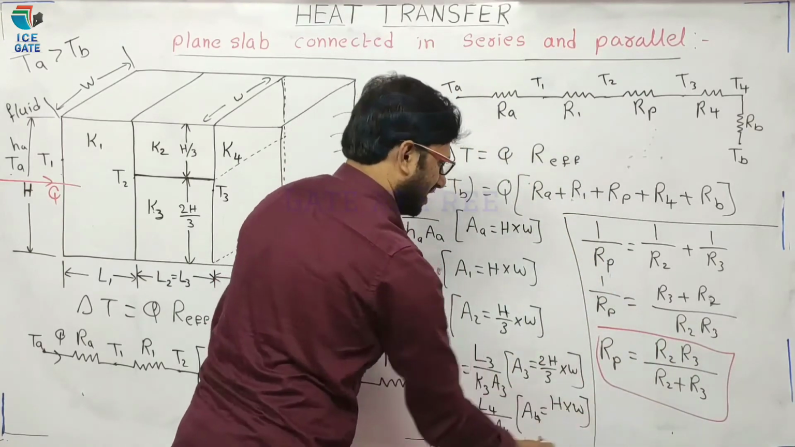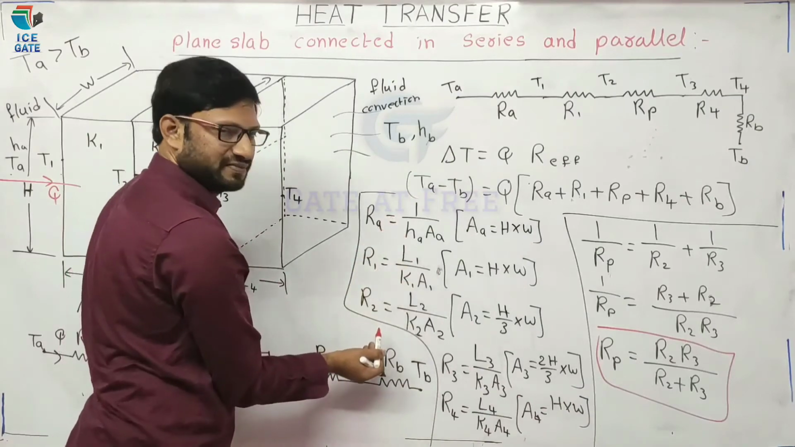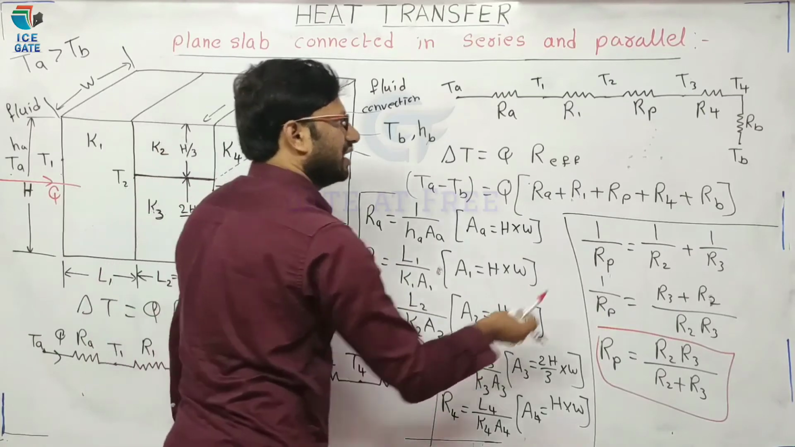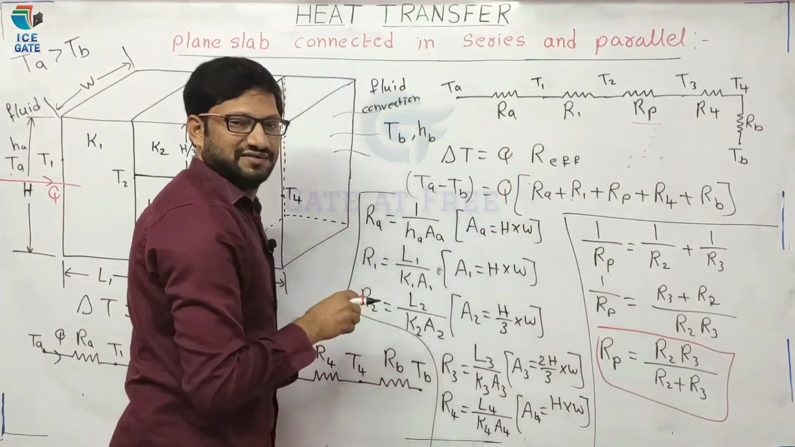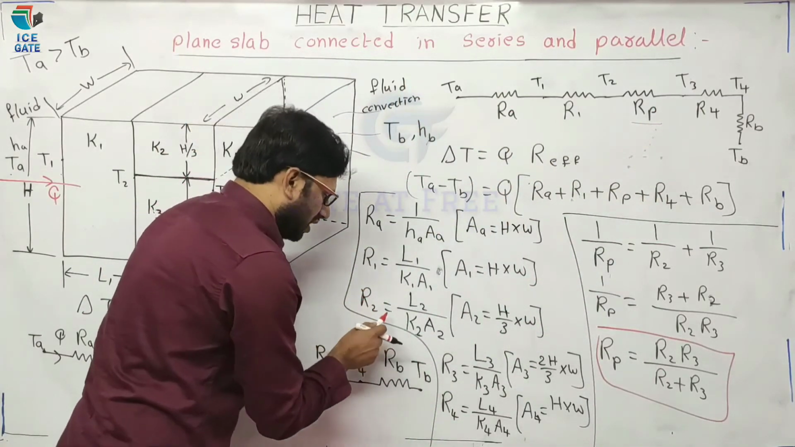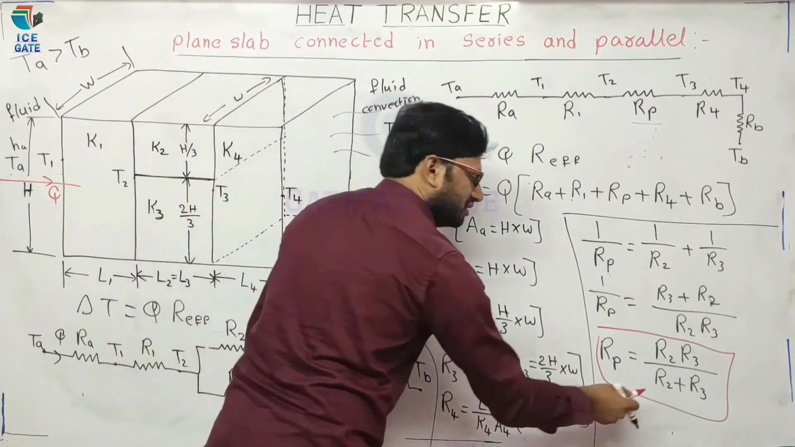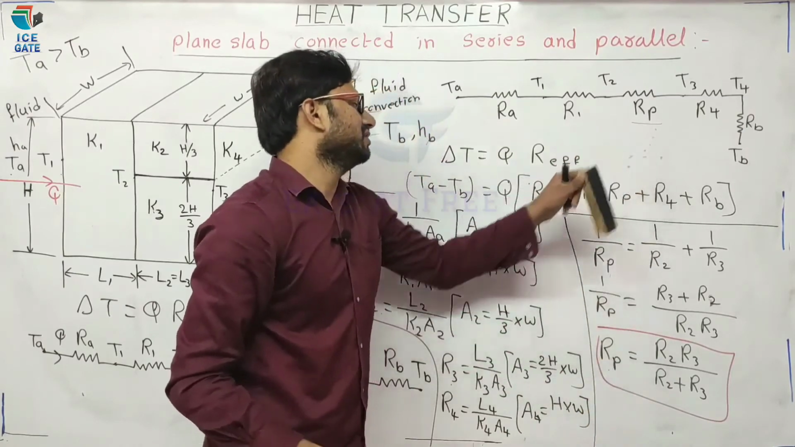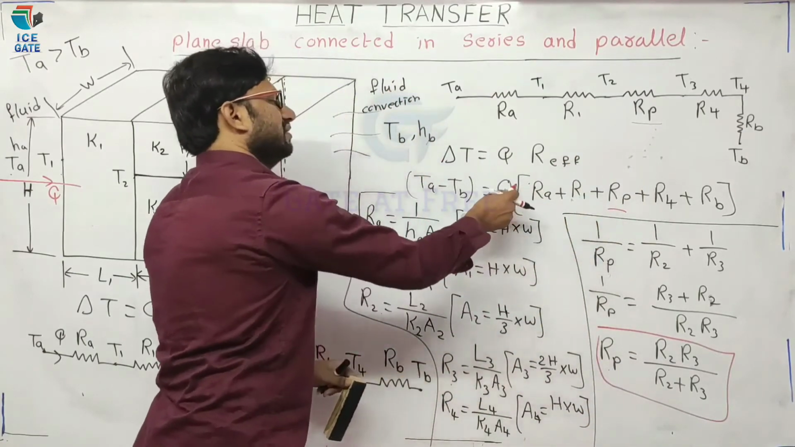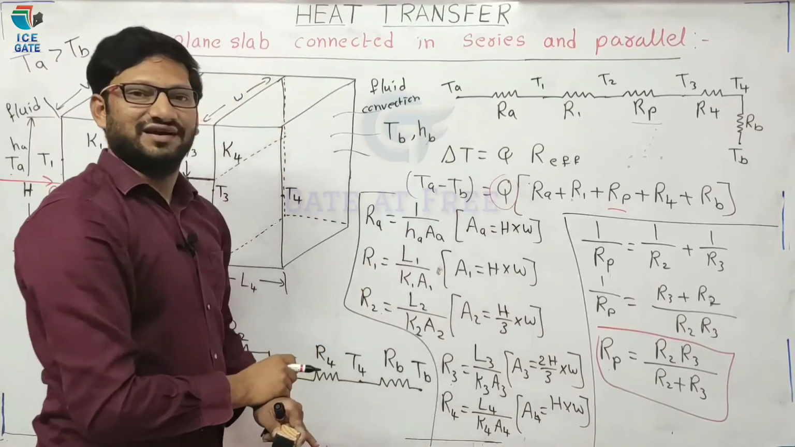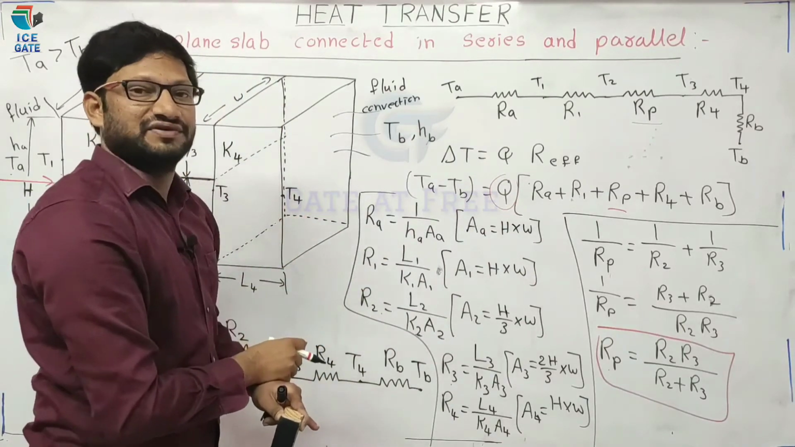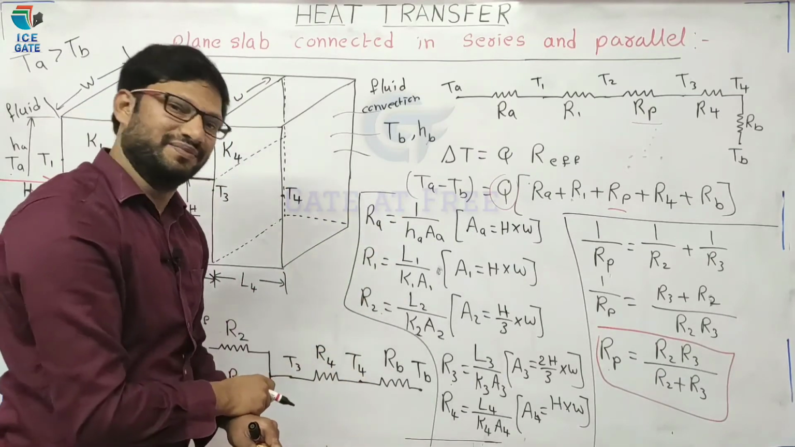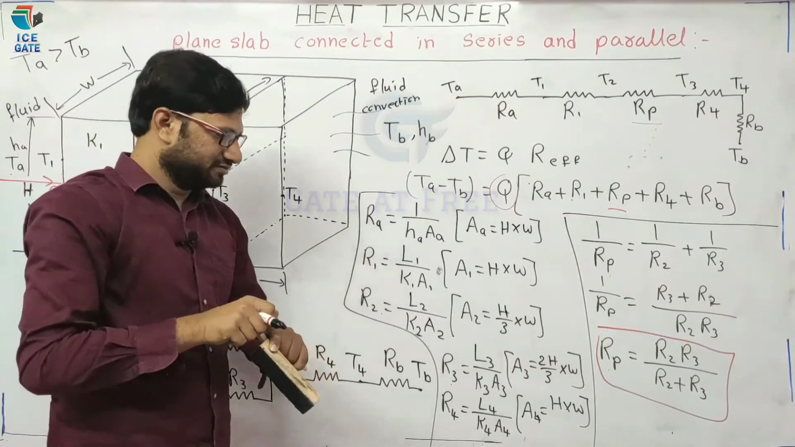Okay, first we have to calculate the resistances. After calculating the resistances, we have to calculate the parallel resistance. Now we know R2 and R3. Substituting here, we can find the RP value, and substituting in this equation, we get the total rate of heat transfer in the plane slab, which is connected in a combination of series and parallel. Hope you understood.